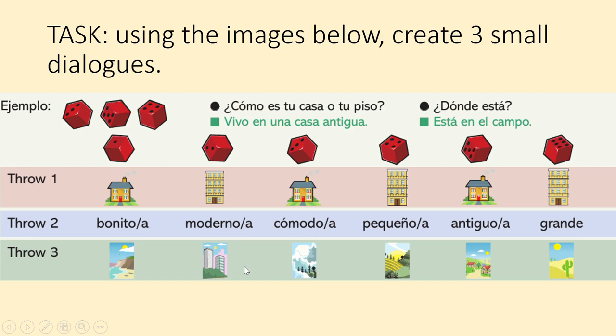If you've got a die, you throw it three times. So this would be 1, 2, 3, 4, 5, 6. First throw, you write the number down. Second throw, write the number. Third throw, write the number. And that would be your dialogue.